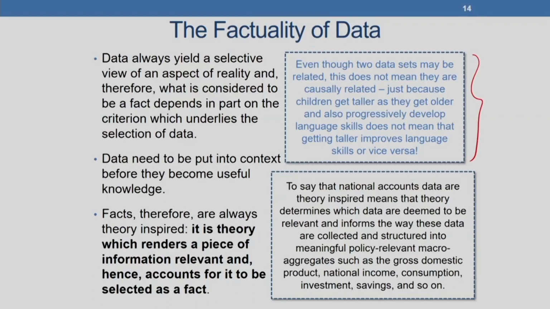Even though two data sets may be related, this does not mean that they are causally related. We are often looking at association and causal relationship between factors. For example, just because children get taller as they get older, and also progressively develop language skills, does not mean that getting taller improves language skills or vice versa. Getting taller and getting improved language skills show some kind of a positive association, and often this positive association will be highly significant because this is what our general observation also tells us. But this does not necessarily mean that they have a causal relationship.